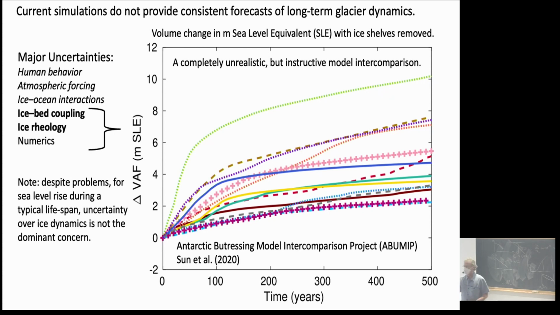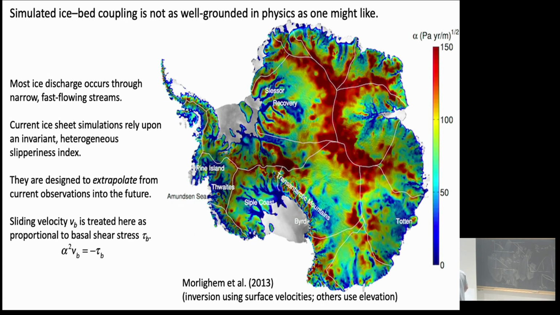Now, I should say that despite the fact that these models aren't agreeing with each other, if you are concerned about sea level rise during your own lifetime or your children's lifetime, these uncertainties are not what is the important thing. It's really this. Okay, so how do these models work?